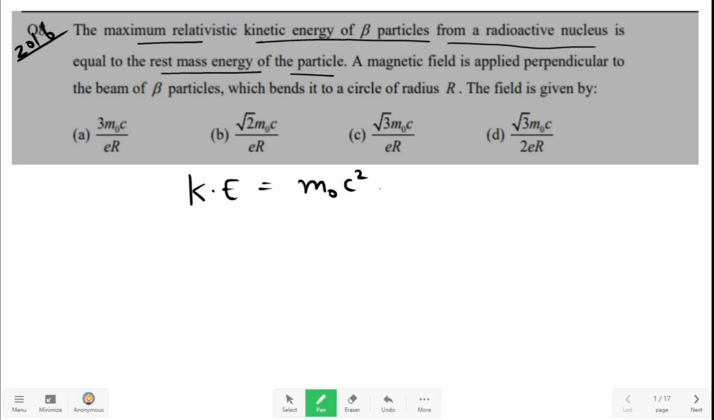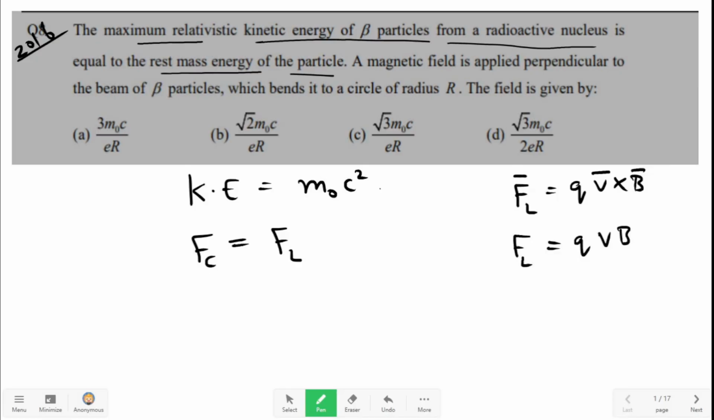Now, when a charged particle of charge E and velocity v moves perpendicular to a uniform magnetic field B, it experiences a centripetal force. This centripetal force is due to the Lorentz force. So Fc is equal to F Lorentz. Now, Lorentz force due to magnetic field is given by Q into V cross B. If V and B are perpendicular, then it will be simply QVB, because sine 90 degree is 1. If we are interested only in magnitude, then Lorentz force will be equal to Q into V into B.